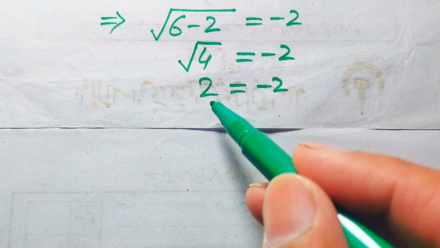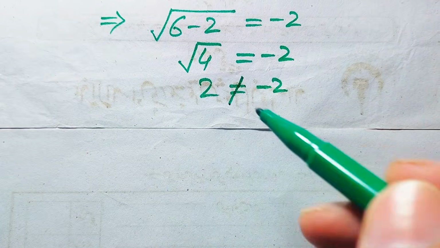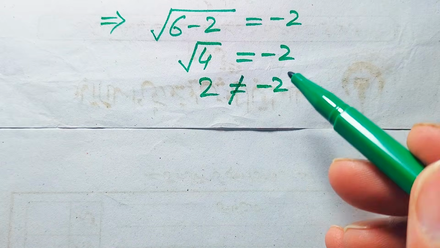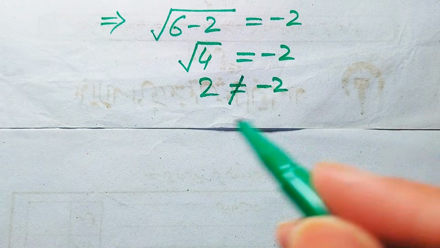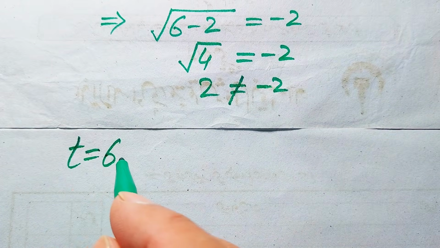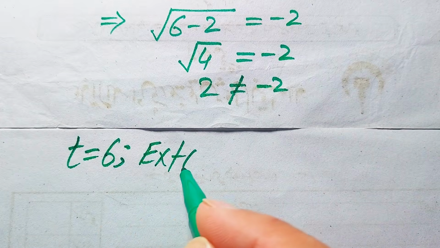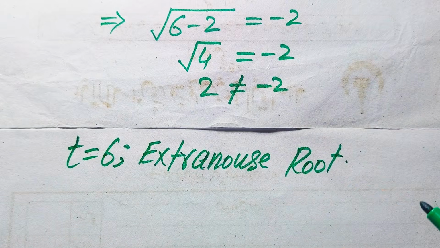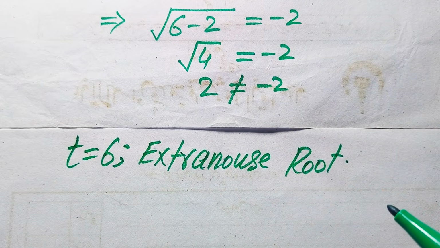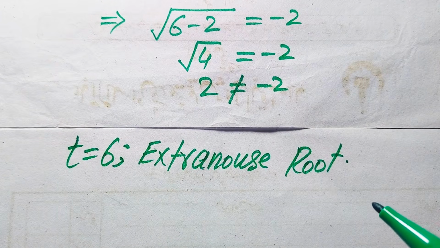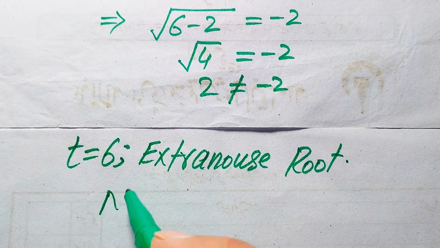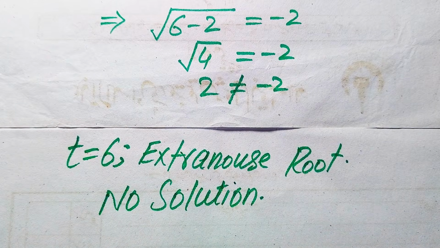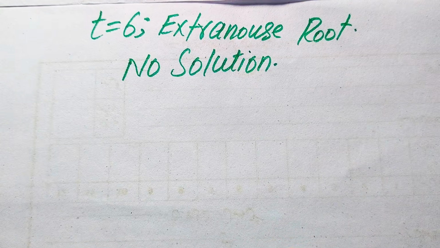Here you clearly see this is the positive 2 and this is the negative 2. These two are not equal to each other, and you see that t equals 6 does not satisfy the question statement. So we call t equals 6 an extraneous root of the given equation. And finally you see we cannot get any other value of t which satisfies our given question statement. So we conclude that this question has no solution in general. This is our final answer from the first method.